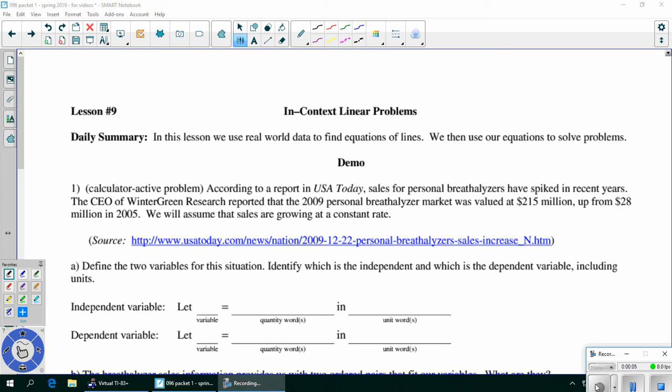Lesson number 9, daily summary. In this lesson, we use real-world data to find equations of lines. We then use our equations to solve problems.